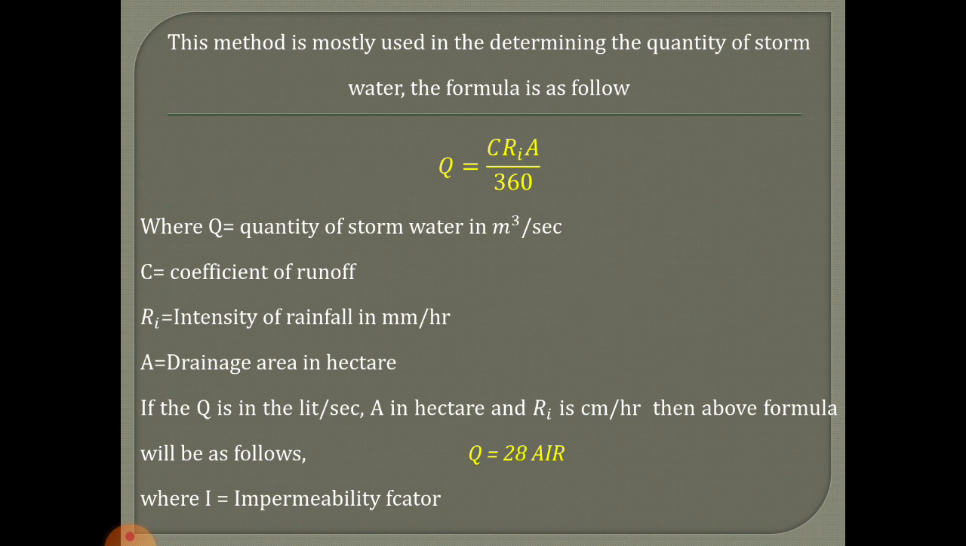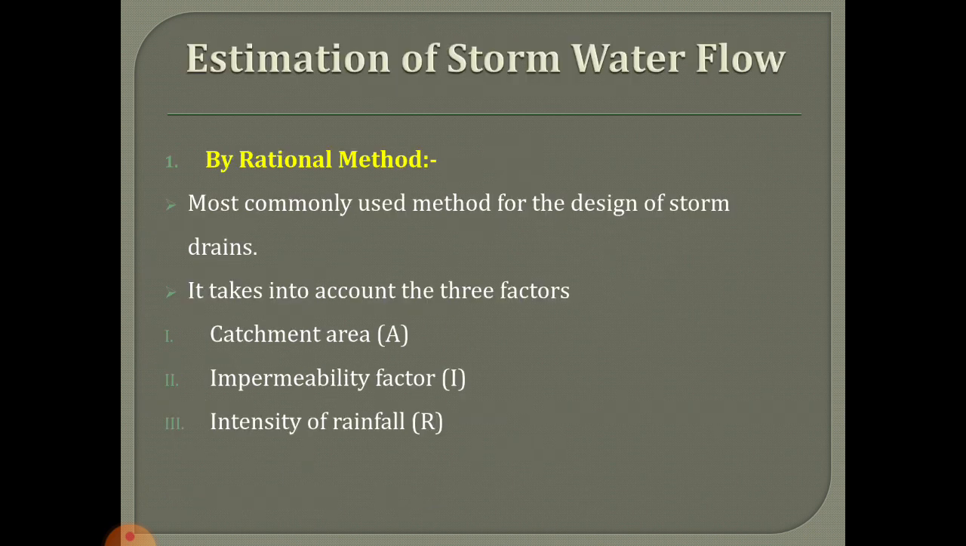Then the estimation of storm water flow. Now there are different methods to calculate the storm water flow. Some rational methods and some empirical methods are adopted and employed for calculating the storm water flow. The most commonly used method for design of storm water drains takes into account three factors: the catchment area, impermeability factor, and intensity of rainfall.